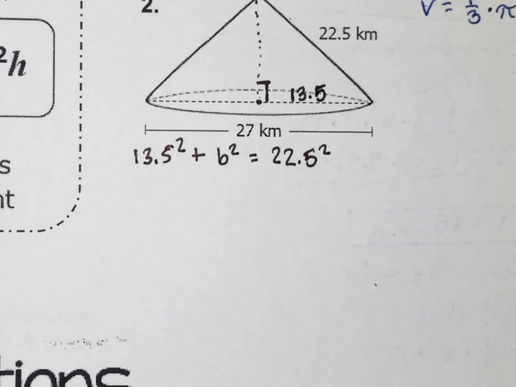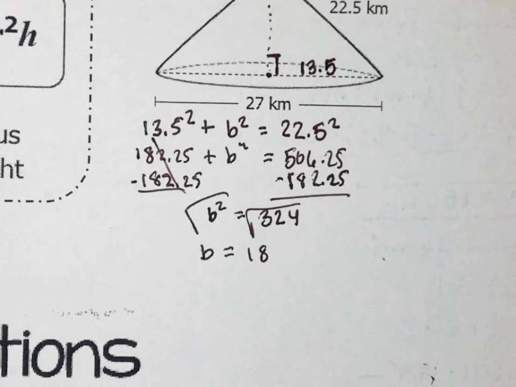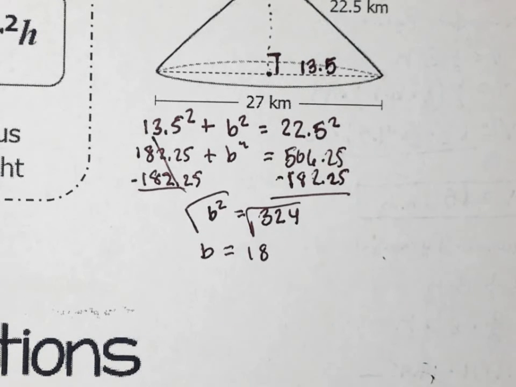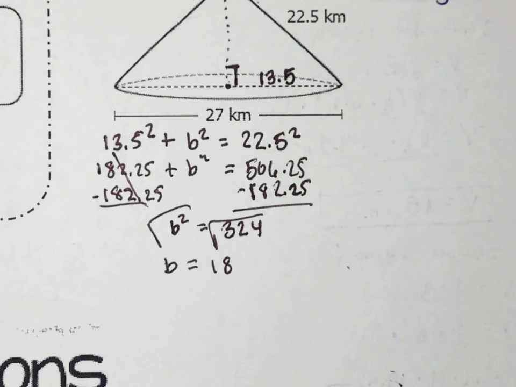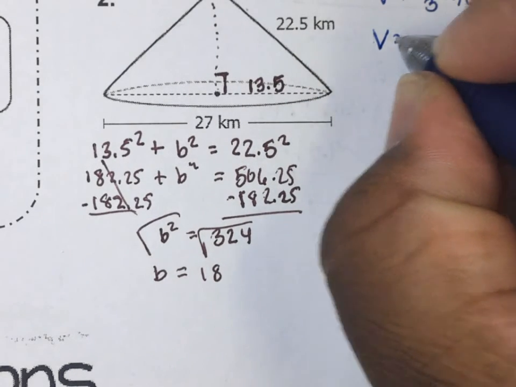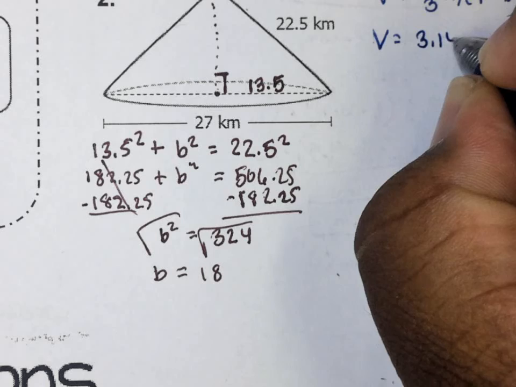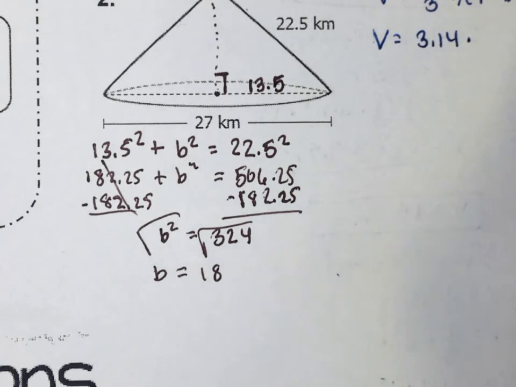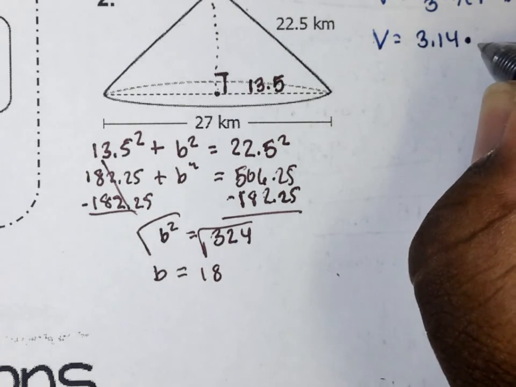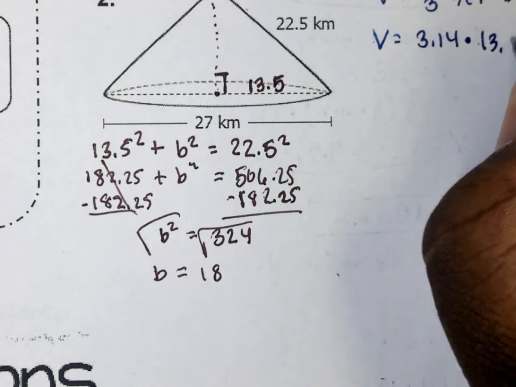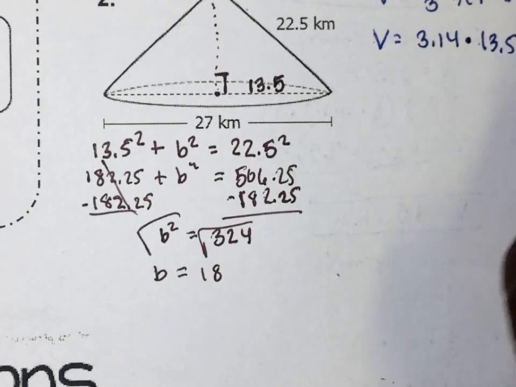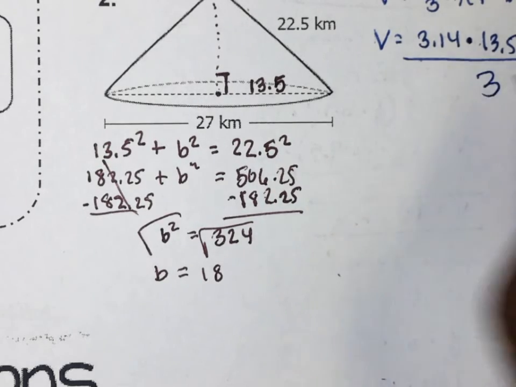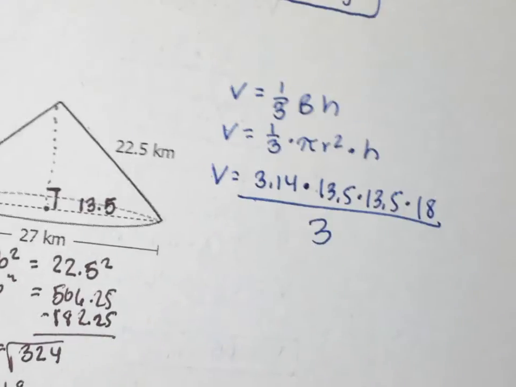Y'all saw the Pythagorean. Come back. You should have got your height as 18. Then from there you probably already know the volume, which is good. Volume equals 3.14 times, what's my radius? 13.5 times 13.5 times the height, which is 18, divided by 3. Oh, I didn't know I wasn't showing you that. My bad.